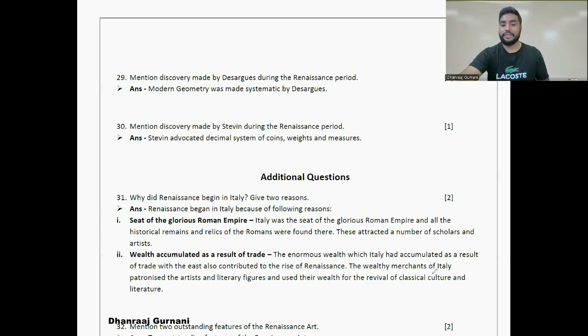So, what does the second point say? These wealthy merchants of Italy patronized the artists and literary figures. They used their wealth for the revival of classic culture and literature. So, Italy was very wealthy due to the trade with the East. As a result, this money was used for the revival of classic culture, literature, artists and literary figures. Basically, in simple words, Italy was the nerve center, the hub. So the movement started from there.